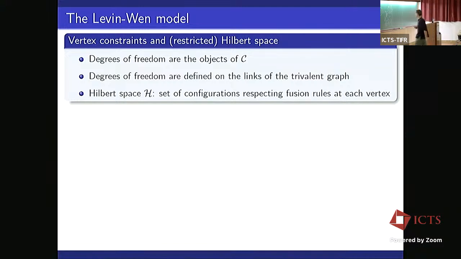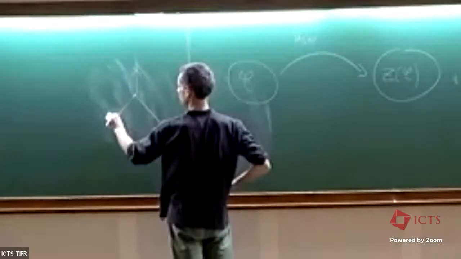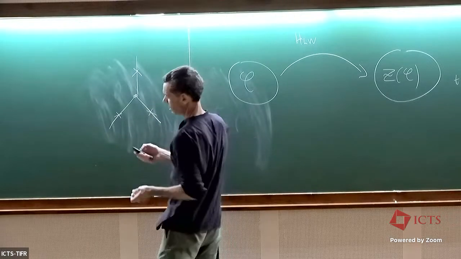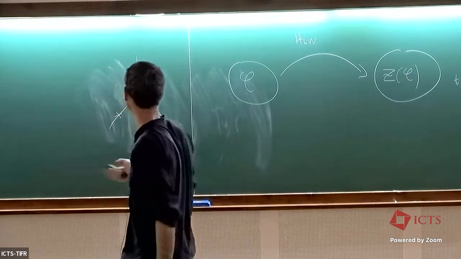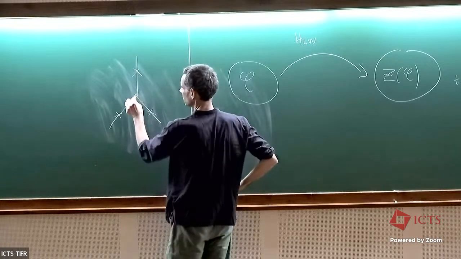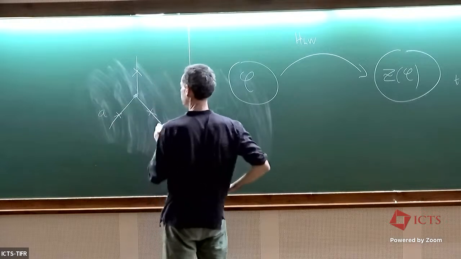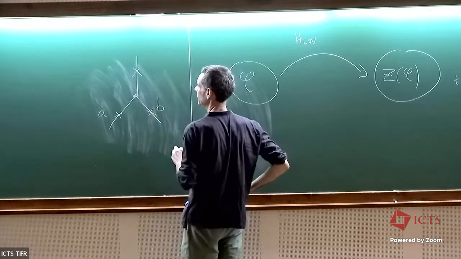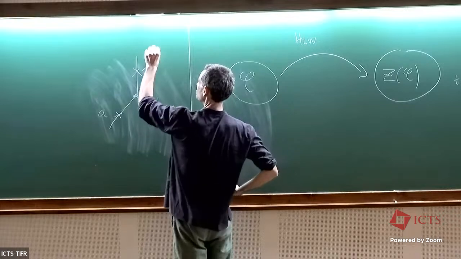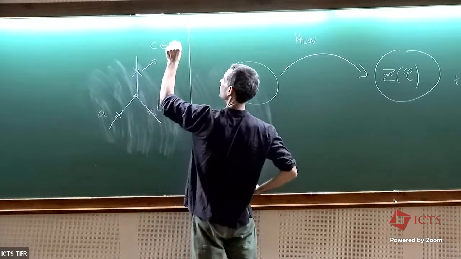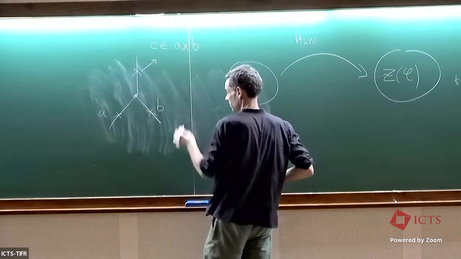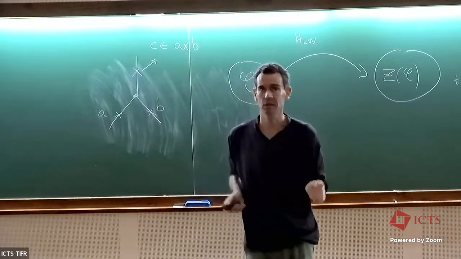So what does it mean? It means that if I have vertices on my lattice, so it's a trivalent lattice, I have my degrees of freedom which live on the links. And what does this sentence mean? It means that a state will be allowed if I have one object in a state A here, and one object in a state B here, then this one has to be in a state C, which belongs to the fusion rules of A and B. Is that clear?